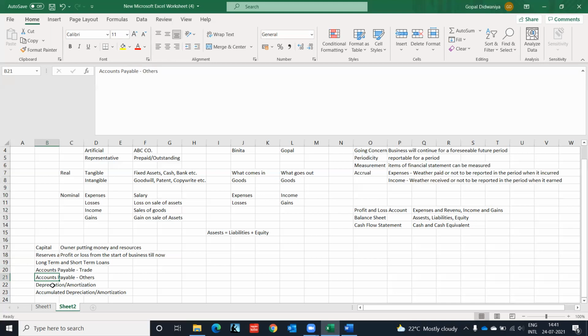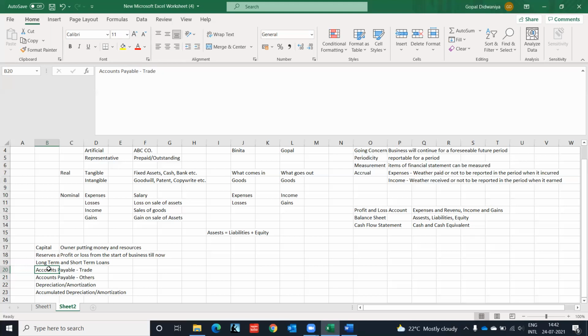Do you have something to ask? Yes, my question is, reimbursement will come under accounts payable others, right? Yes. And what about salary? Salary and all such payments also come under accounts payable others. If the expense or liability is related to the business you are doing, it is trade, and the others are related to the rest of all.